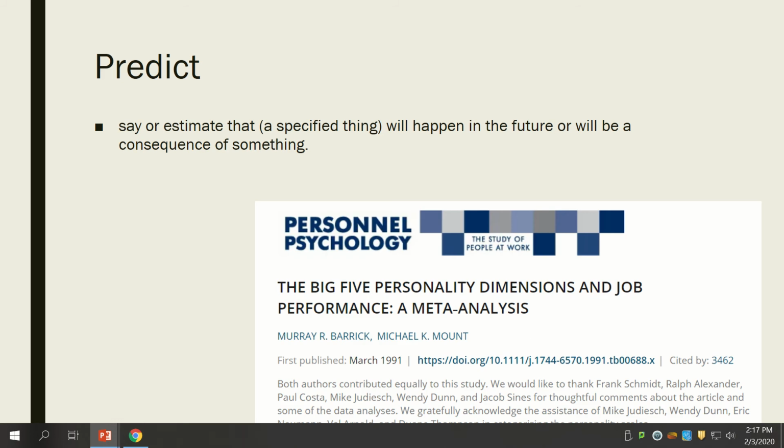Next thing, prediction. This is probably one of the biggest things that science likes to try to do, but doesn't always do a great job with. Prediction: say or estimate that a specified thing will happen in the future or will be a consequence of something else. We frequently hear about this with things like climate change, or you need to go to college so that you'll make a lot of money. All of these are different prediction variables, right? Is everyone good with this?